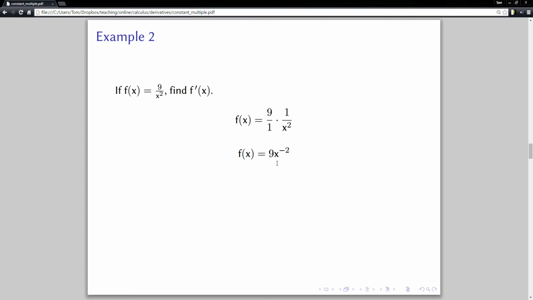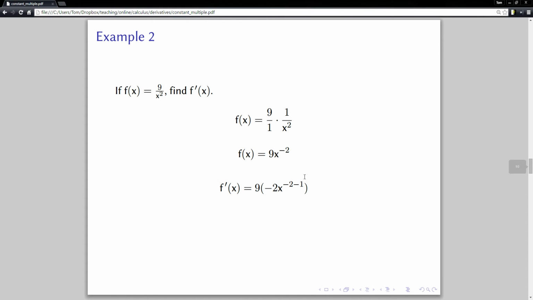Okay, so x to some number power. So again, no calculus has taken place here. We are just rewriting our function so that it is in the constant multiple rule format, and it's a constant times a power function. And so now we are ready to take the derivative.